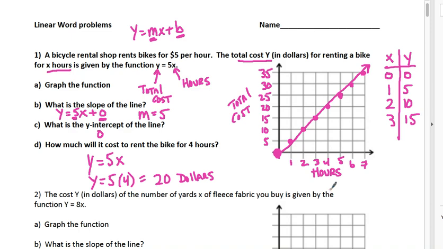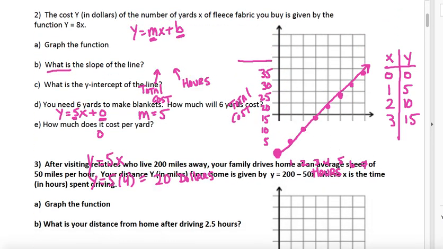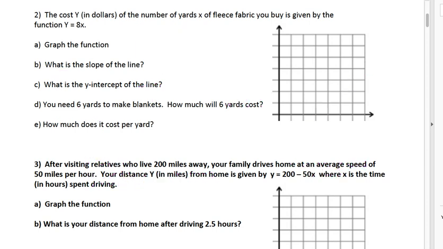Okay, so now you had to finish number 2 and number 3. So let's scroll down there. And I'm going to have to erase all of those. Okay. So for number 2, this time we have the equation y equals 8x. They tell us x is the number of yards, and we're buying fleece fabric to make blankets or something. Y is our total cost.